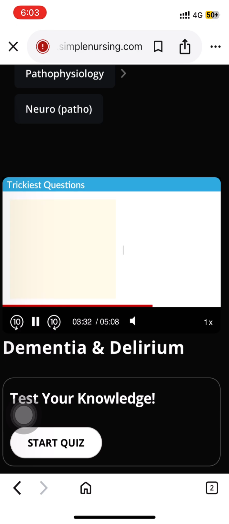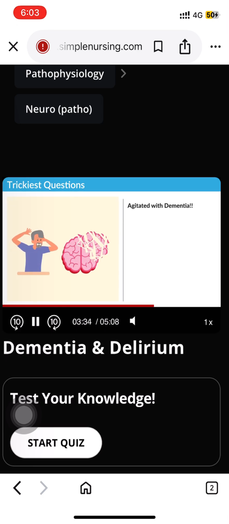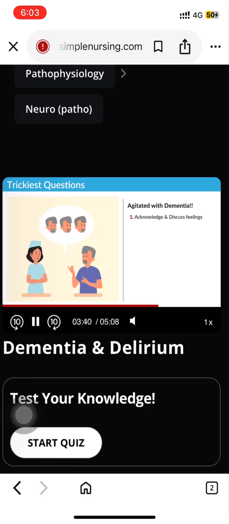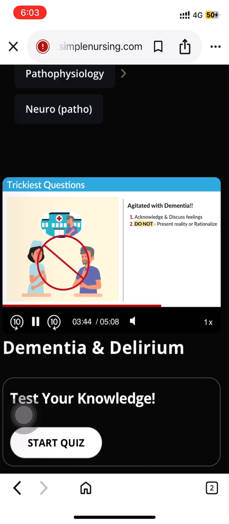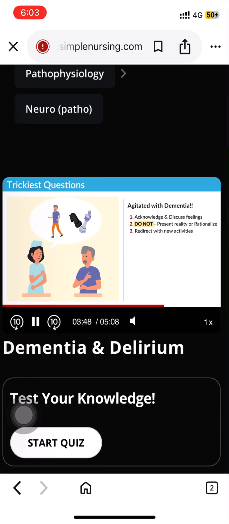So the keyword to write down is agitated with dementia. This is always the trickiest question. So write these down. Number 1, acknowledge and discuss feelings. Number 2, a big one here, do not present reality or rationalize. And number 3, always redirect with new activities like playing a game or walking. So let's break this down and tell you why.